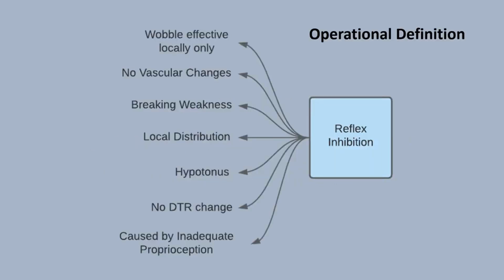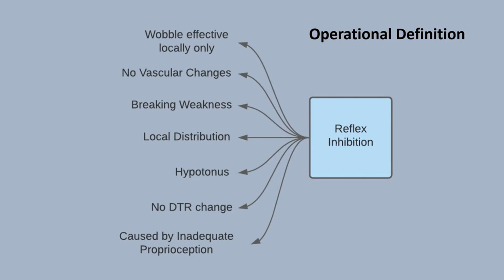Reflex inhibition is best described or defined operationally as shown in the slide. Clinically, you will find all of the above to a greater or lesser extent. But because the severity of reflex inhibition will vary from case to case, as will the sensitivity of the tester, a minimum must be found to claim reflex inhibition is present.